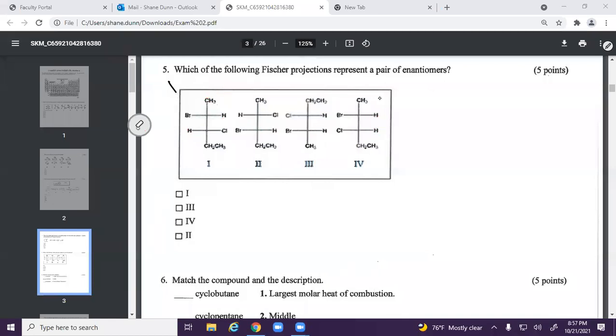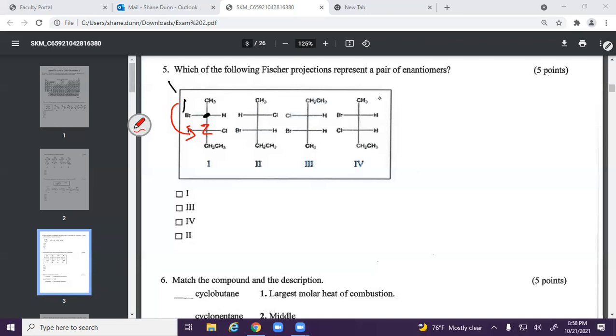Okay, so let's assign priority. This chiral molecule right here, which one's more important? Br, CH, C, or H? Br, okay, 1. What's next? Going up or down? Down. That guy right there, 1 to 2. That normally is S. It's anti-clockwise. It's sinister.